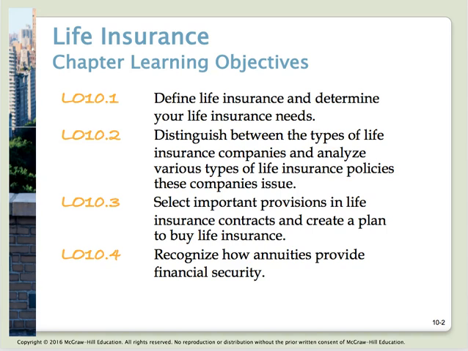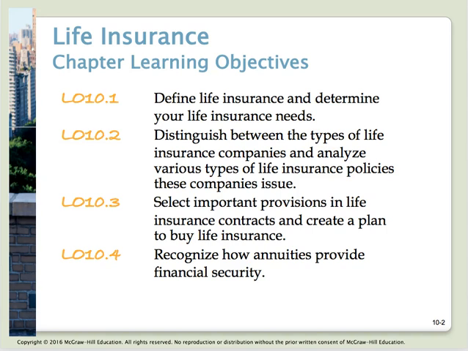So learning objective number 2, distinguish between the types of insurance companies and analyze various life insurance policies. So 2 types of insurance companies are stock and mutual. These both sell non-participating and participating policies, and we'll look at those. They both also sell whole life and term life, and those are important terms that we'll look at this evening.